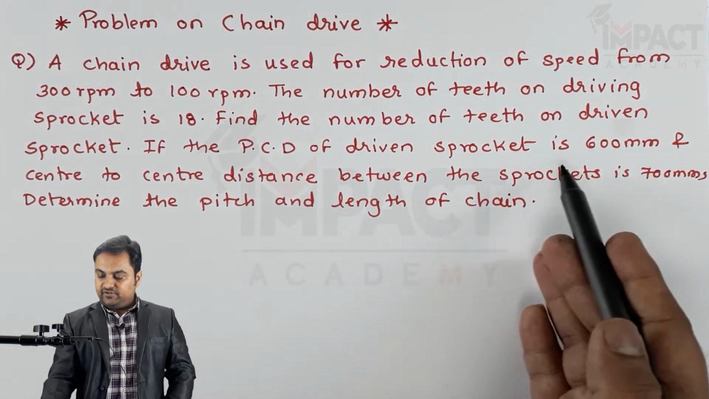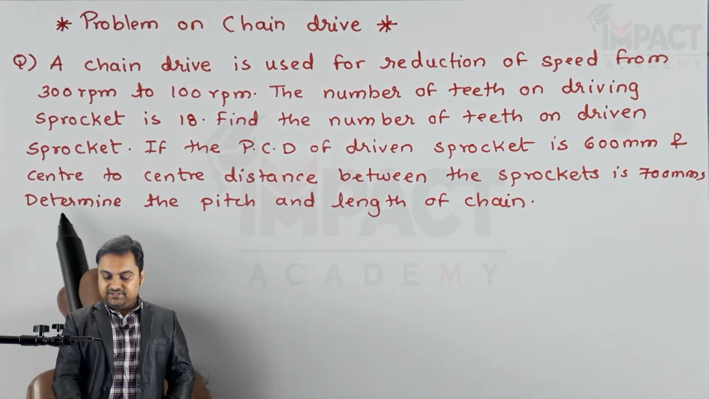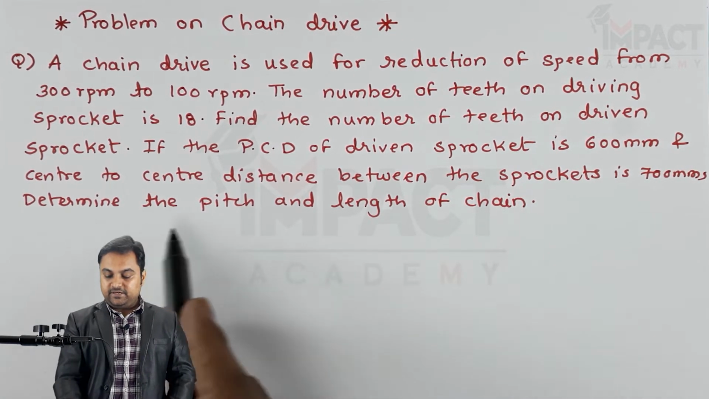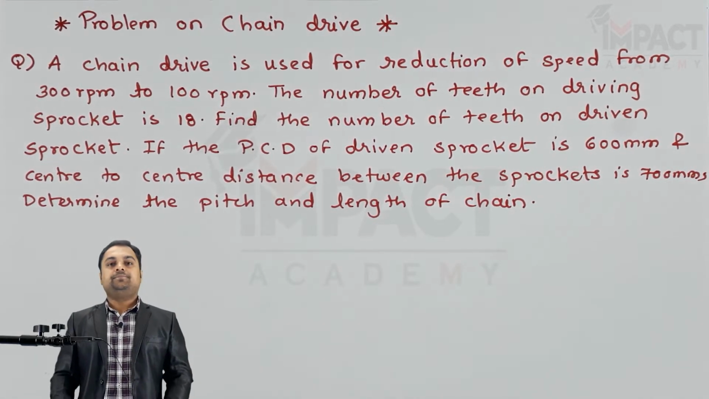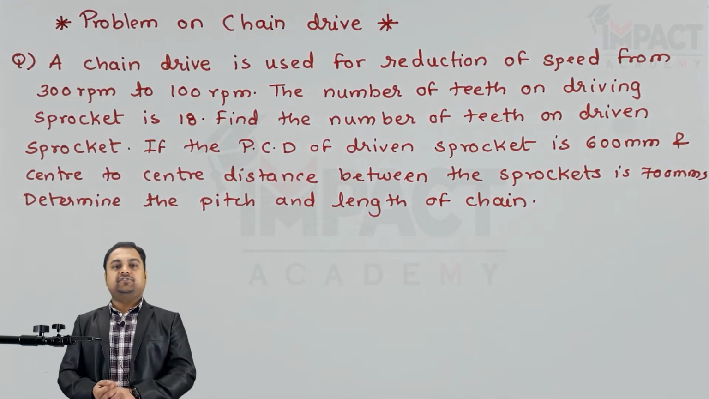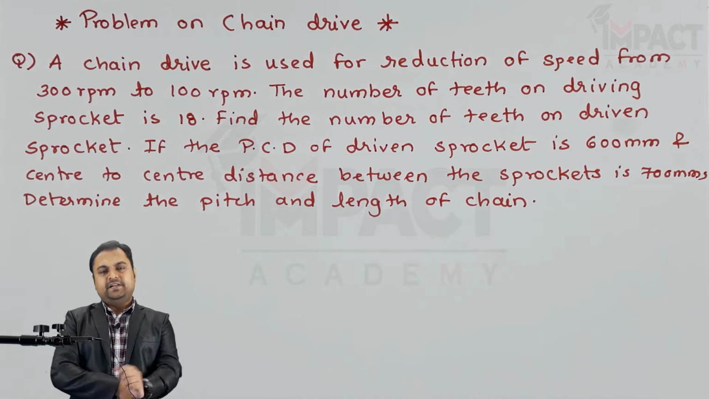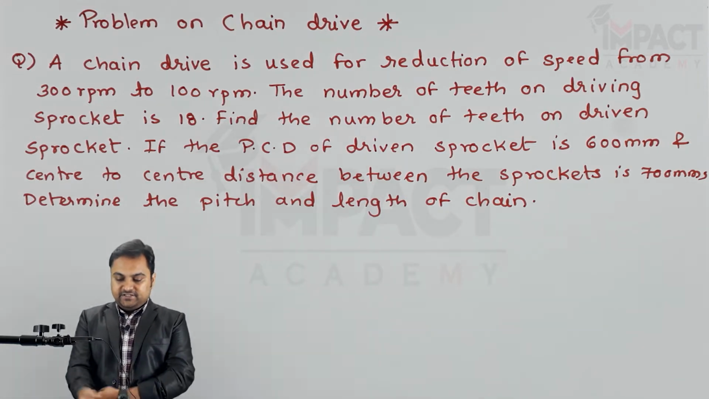If the PCD of driven sprocket is 600 mm and center to center distance between the sprockets is 700 mm, determine the pitch and the length of the chain. So this is the question in front of us. First, by reading the question step by step, I'll be writing the data, and then we'll see what we have to find in this problem.